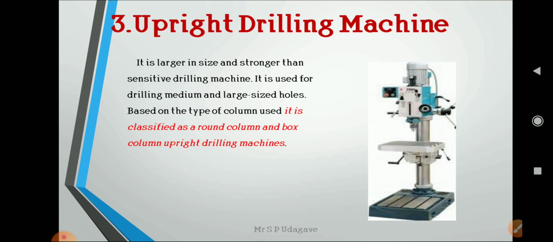Upright drilling machine is larger in size and stronger than the sensitive drilling machine, and it is used to drill medium and large sized holes based on the type of column used. It is classified into two subcategories. First one is the round column type, and second one is the box column type upright drilling machine.